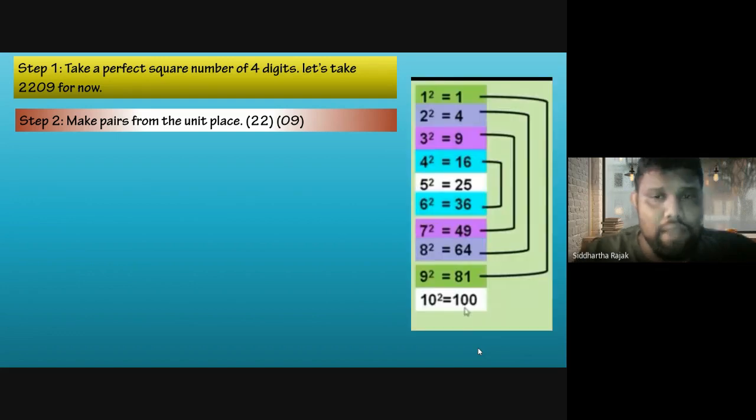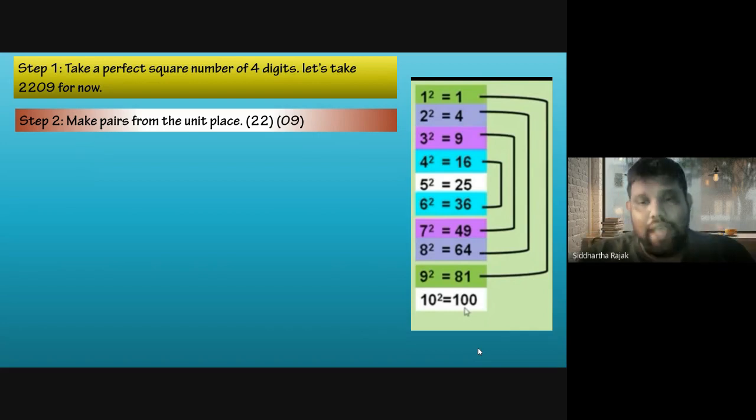From this, we need to look at the figure I've just shown on my screen. One square is one, two square is four, three square is nine, and so on. You can see squares up to number 10. If you look at the unit place of the squares, you will find a small connection. One square is one, and nine square is 81, which also ends in one, right? Likewise, two square is four, and eight square is 64, which again ends with four.